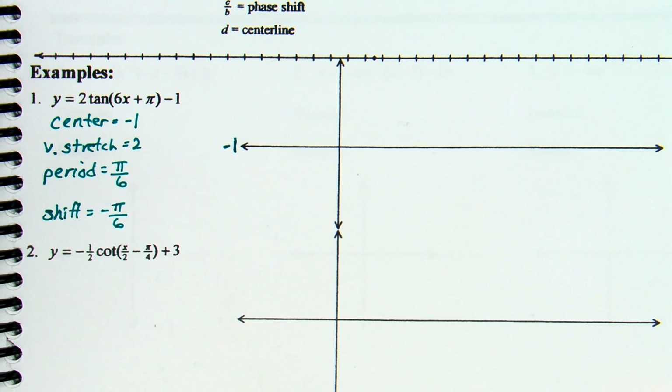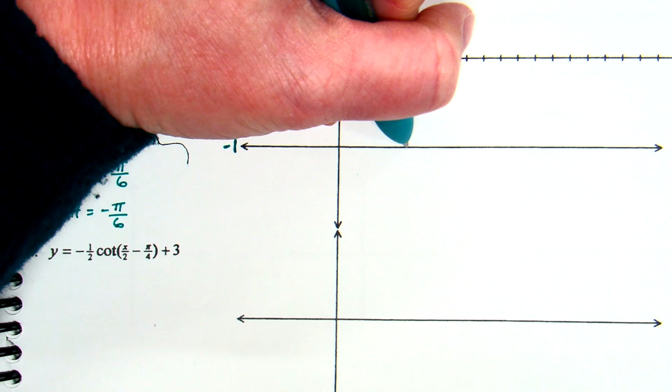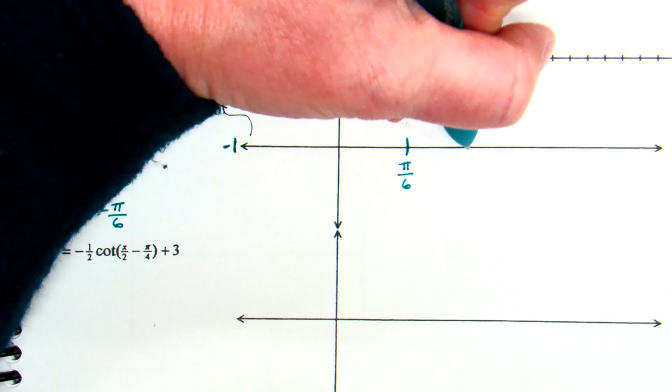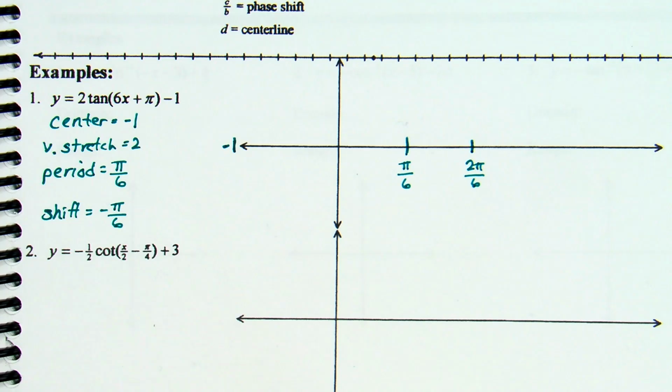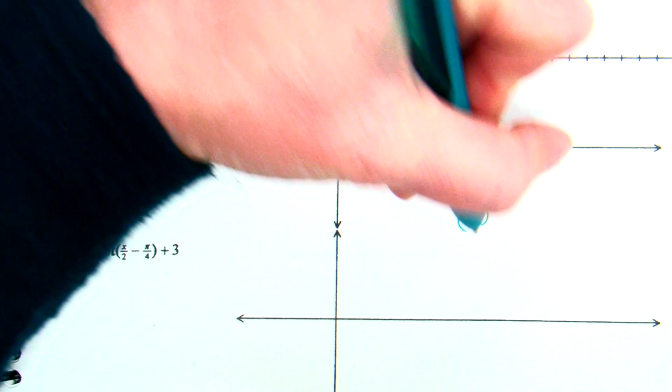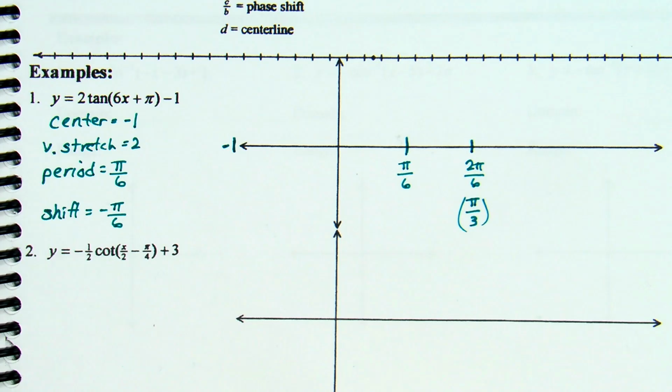So, if my period is pi over 6, we need to label some pi over 6, right? So, I'm going to say 1 pi over 6. And then I'm going to go ahead and do another one, and I'm going to call it 2 pi over 6. Some of you that's going to bug, though. 2 pi over 6, if you prefer, is pi over 3. And I don't care which way you label it. If 2 pi over 6 works better for your brain, then leave it that way.